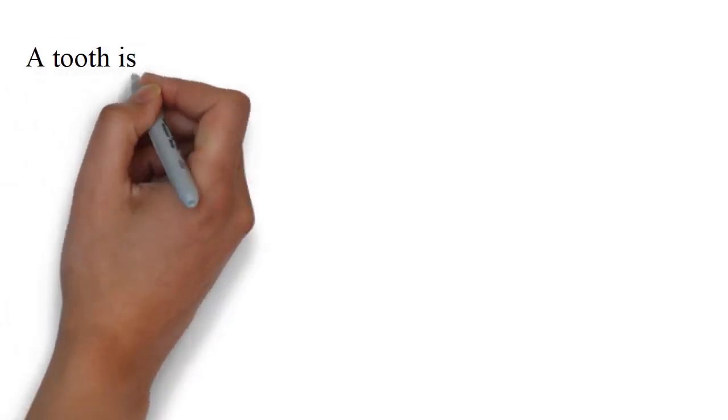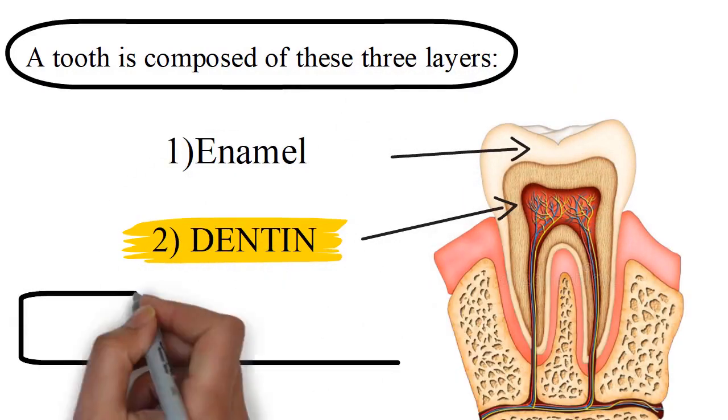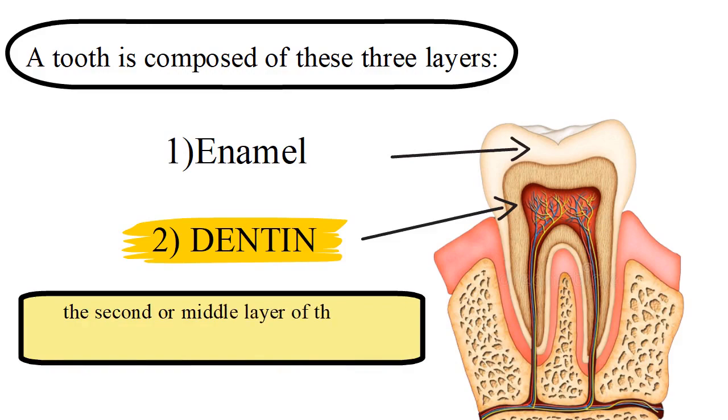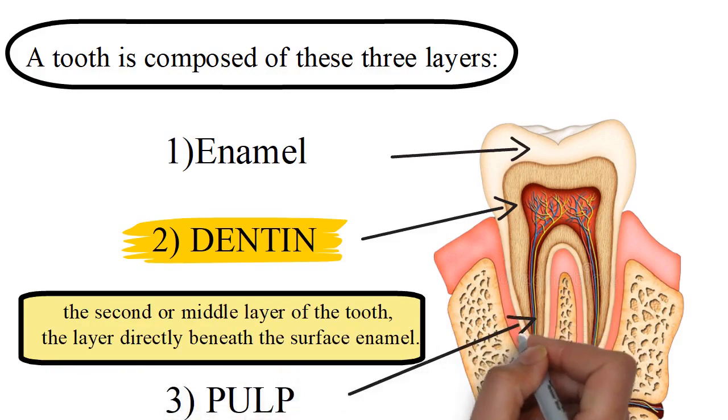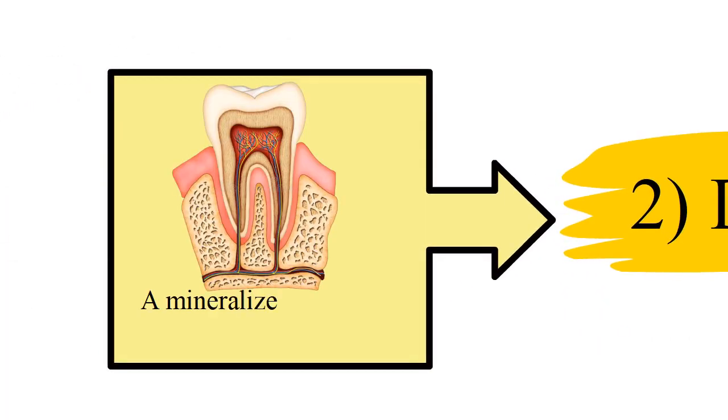A tooth is composed of three layers: enamel, dentin, our presentation topic, and pulp. The dentin is the second or middle layer of the tooth, the layer directly beneath the surface enamel. Now let's talk about dentin, a mineralized tissue that forms the bulk of the tooth.